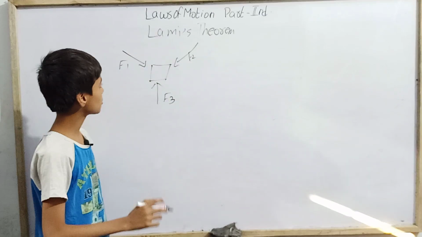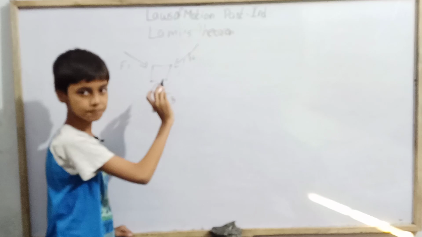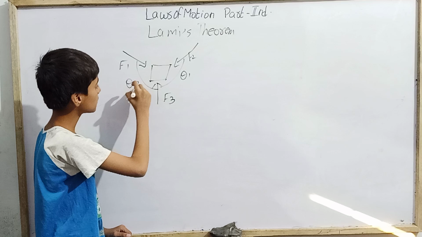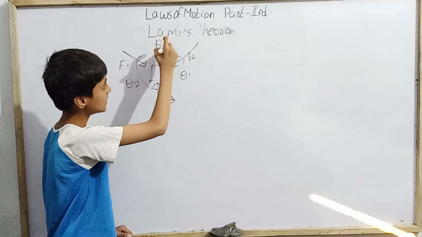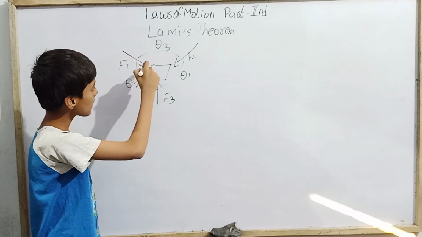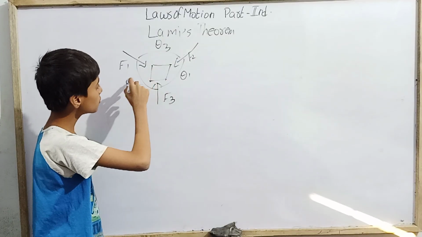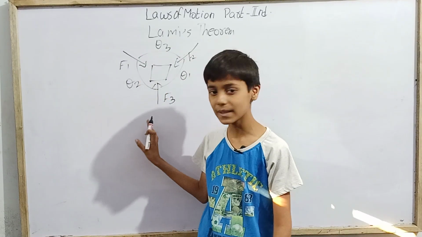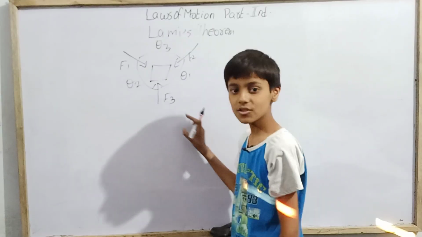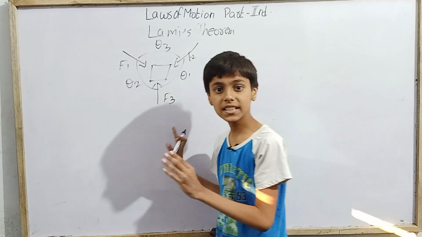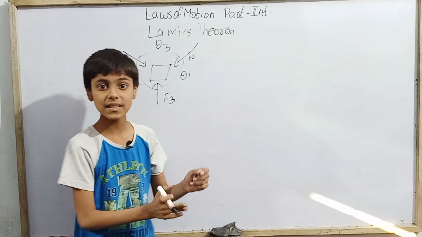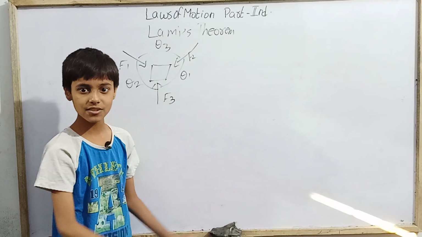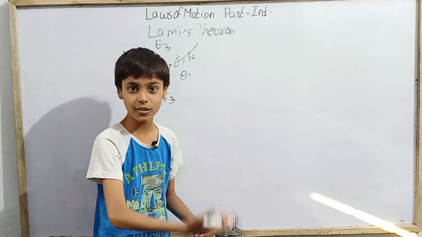Suppose this angle is theta 1, this angle is theta 2 and this angle is theta 3. Here is F1 with theta 1, F2 with theta 2, F3 with theta 3. Then Lami's theorem states that in such a case, those forces F1, F2 and F3 describe the sides of a triangle. That's why they should also follow the sine rule.